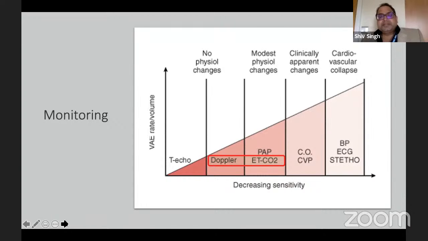And they can diagnose the venous air embolism before the clinically apparent changes occur. If you look at the cardiac output and CVP monitoring, or changes in the blood pressure, ECG, or a mill-wheel murmur, by that time the cardiovascular collapse has probably happened. Whereas with increases in pulmonary pressure or changes in end-tidal CO2, they're only modest physiological changes. So the early changes are actually seen in that.